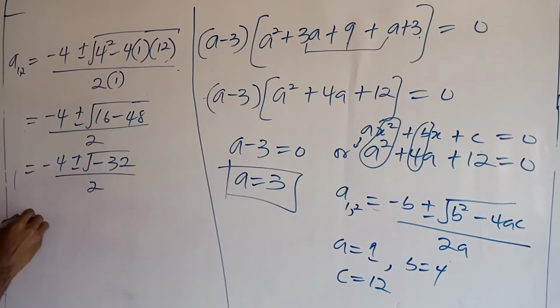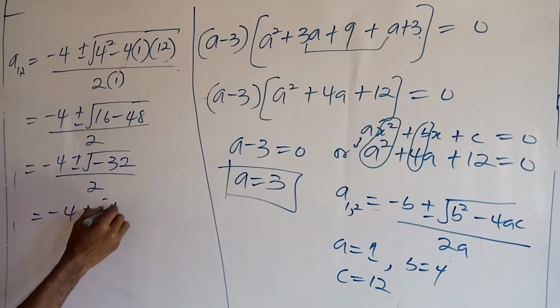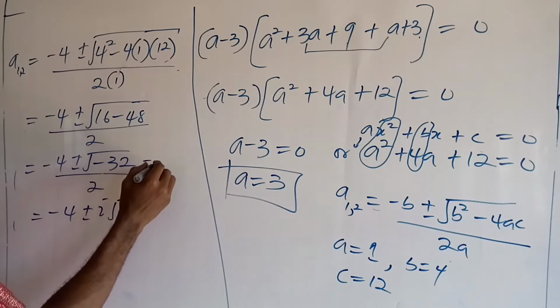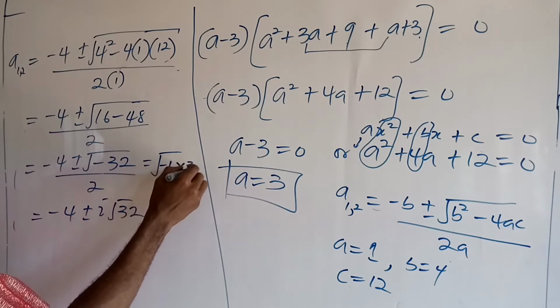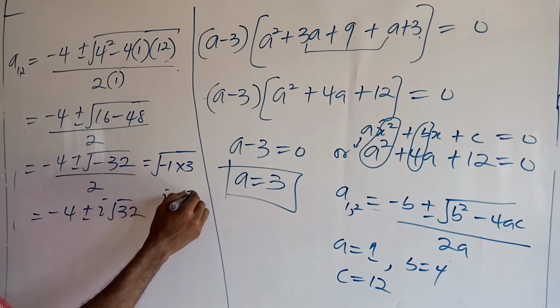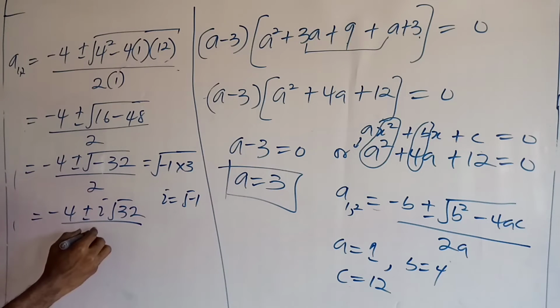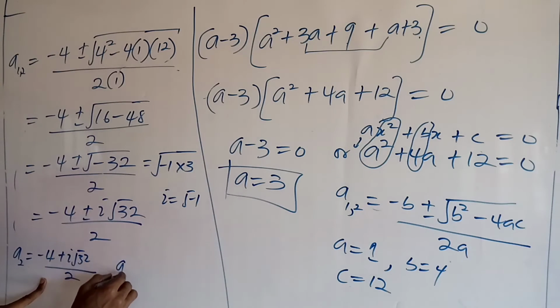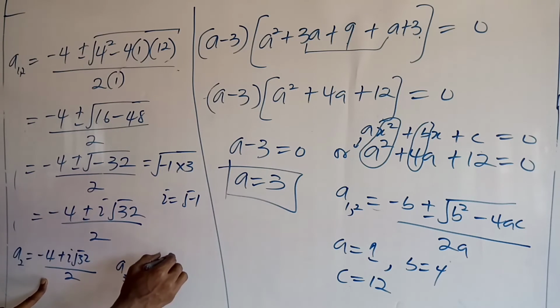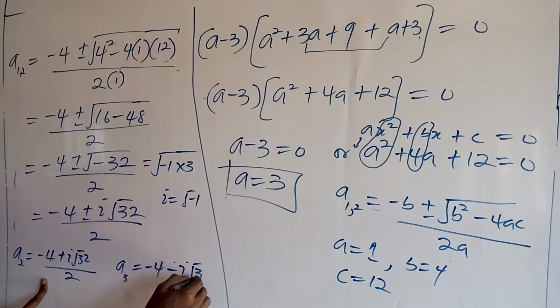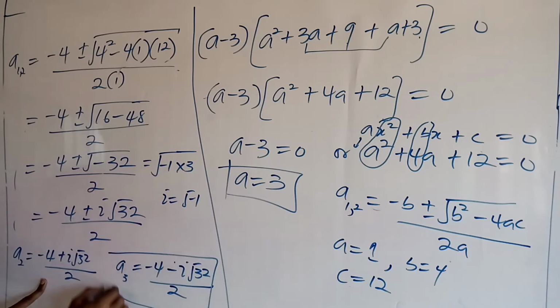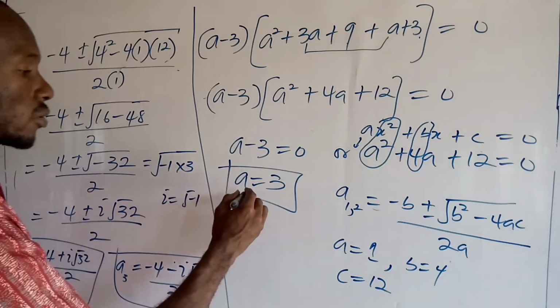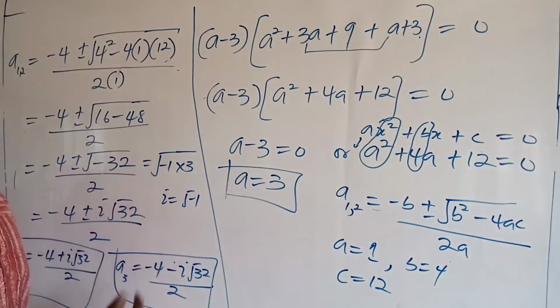From here we can say this is minus 4 plus or minus i square root of 32, because minus 32 can be expressed as minus 1 times 32, and i is the same as the square root of minus 1. That's how we got this, all over 2. So at this point, a2 is equal to minus 4 plus i root 32 all over 2, and a3 is equal to minus 4 minus i root 32 all over 2. These are the roots of a for this cubic equation.